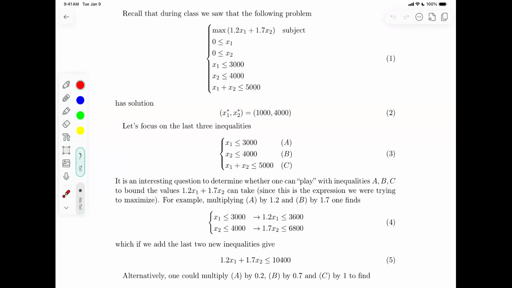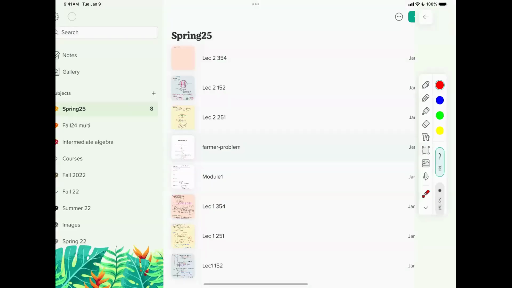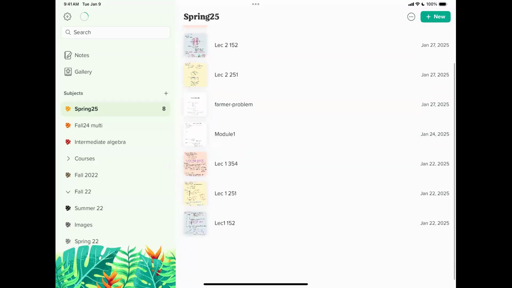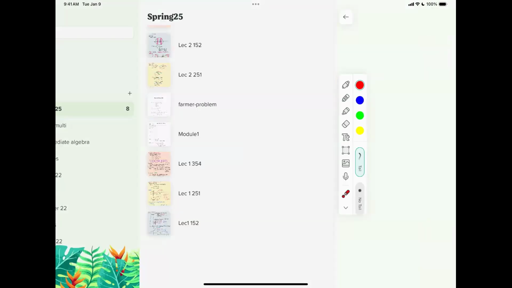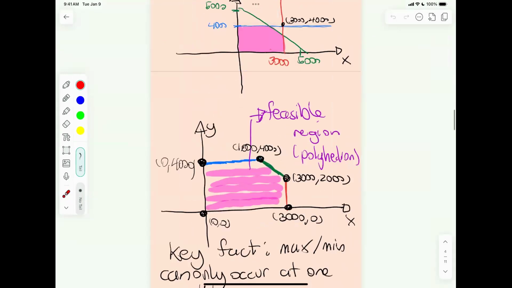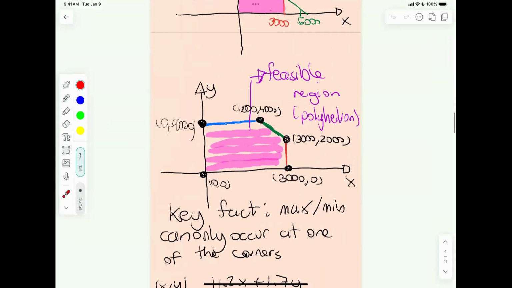We found the max to this problem geometrically because since it's only two variables, you can draw everything on the plane and you get a nice shape. What I was telling you last time was that the corners of the shape are where the max could occur. Let's see, where do I have it here? I can just briefly remind you of how the shape looked. That's the shape for the region where all the inequalities were satisfied.